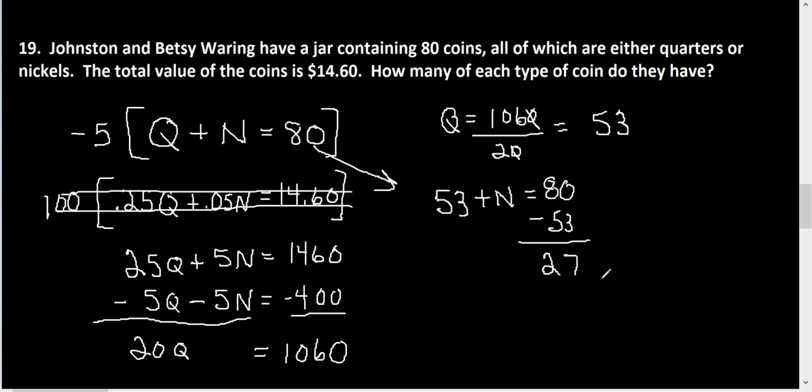That means I have 27 nickels. So N equals 27 nickels. Okay, you plug that in, 53 quarters, 27 nickels, and it'll total $14.60. Okay, so there's our answers here. Next.